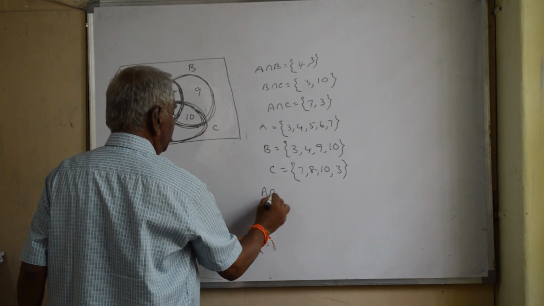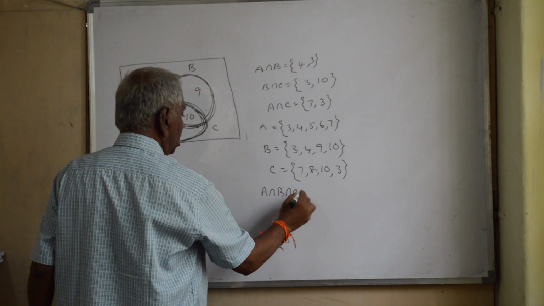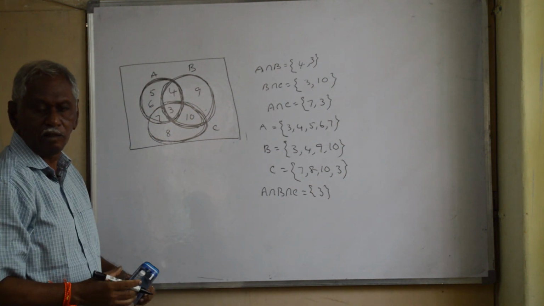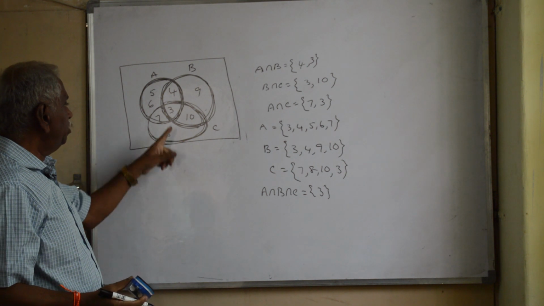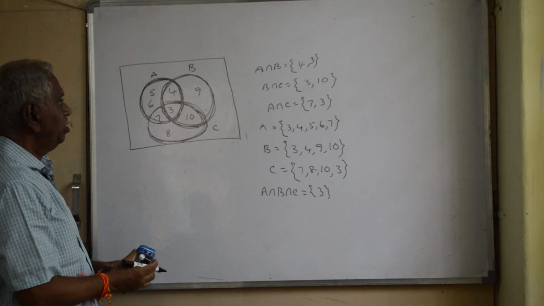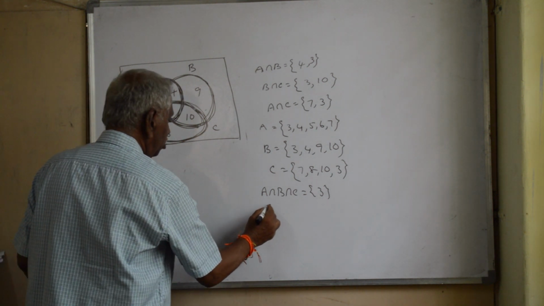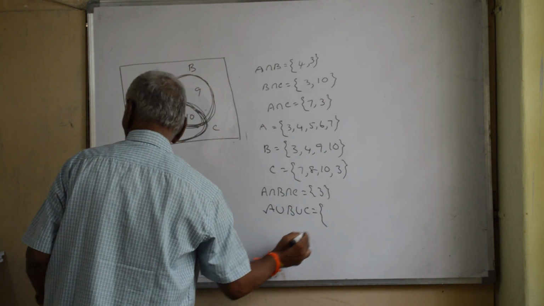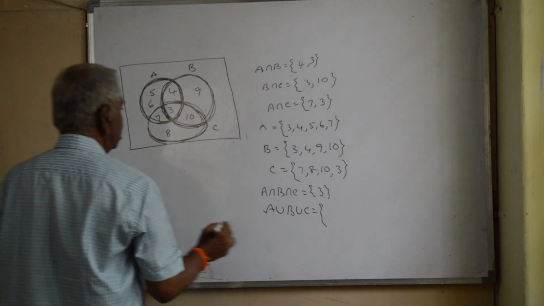A intersection B intersection C. The common element is 3. A intersection B intersection C is equal to 3. And what is A union B union C?